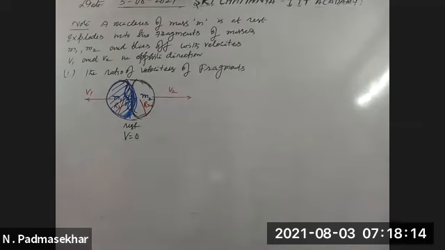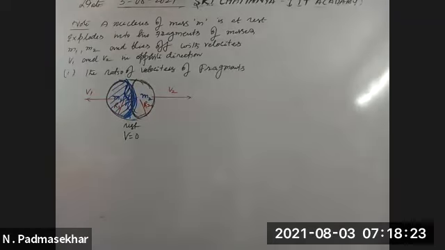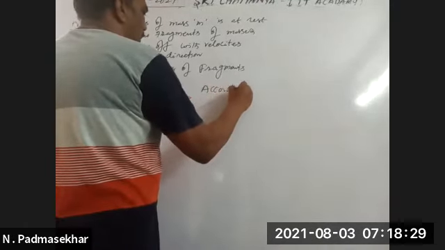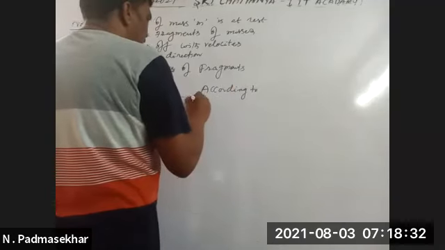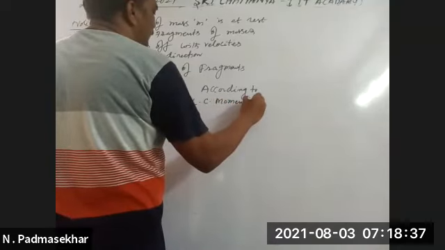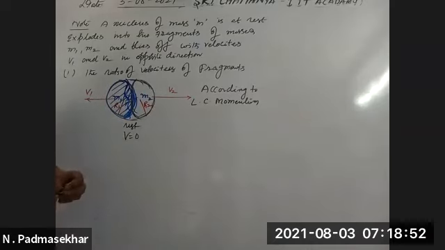So you know that, according to the law of conservation of momentum, momentum is conserved because the explosion is due to internal forces. There is no external force acting on the system. If there is no external force acting on the system, the momentum is conserved.